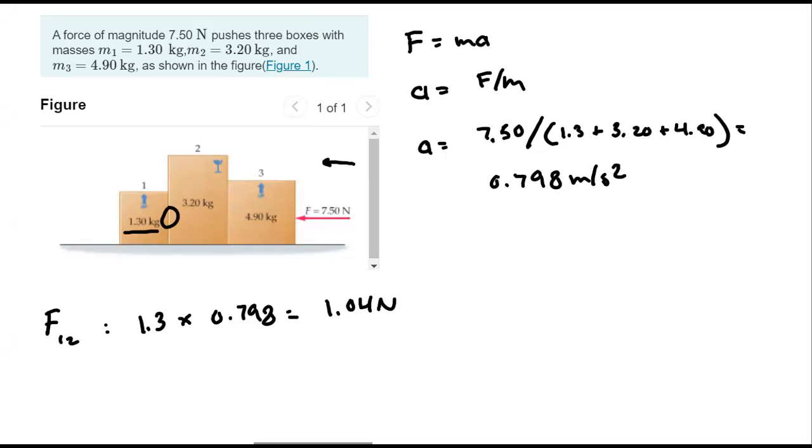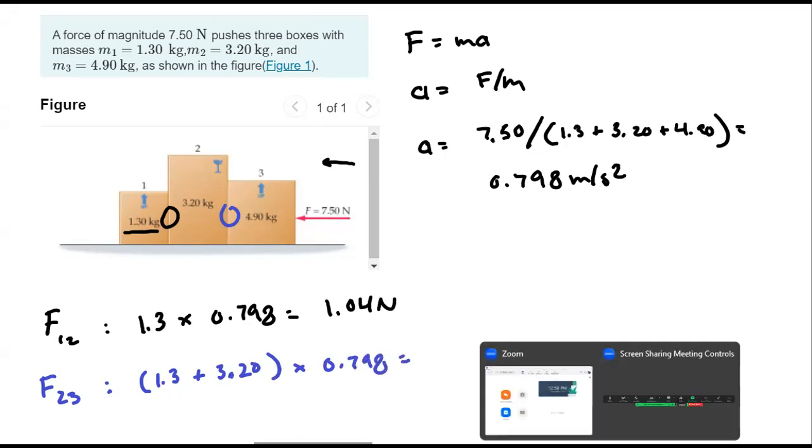Let's do the same idea for the force between boxes 2 and 3. Now this time, we need to be able to move boxes 1 and 2 from this. So we have more mass, so it's going to take a greater force because the acceleration is still the same. So we need to move box 1 and box 2. The acceleration is still the same.